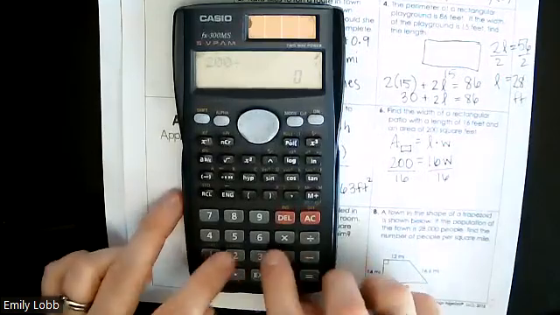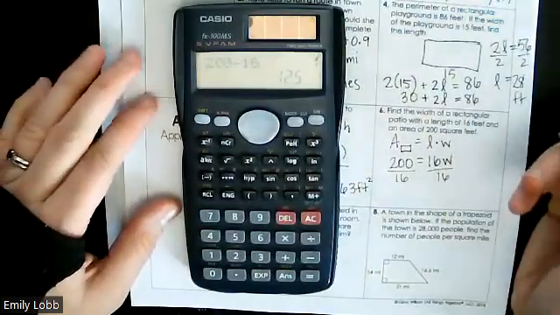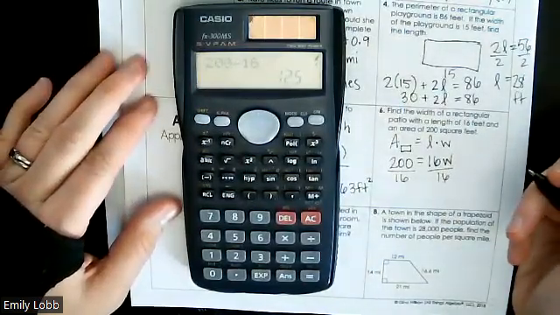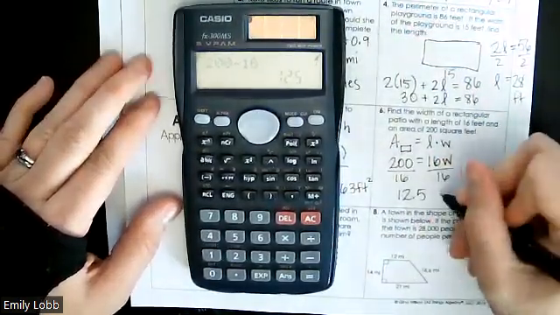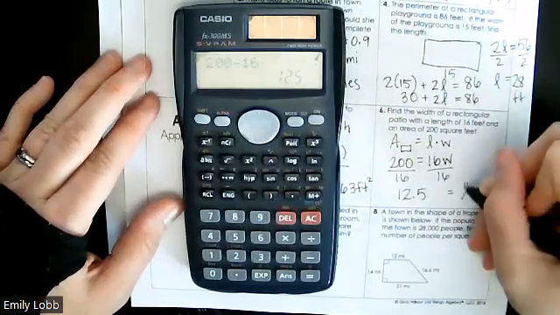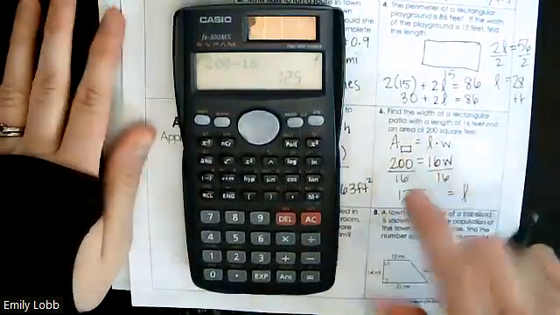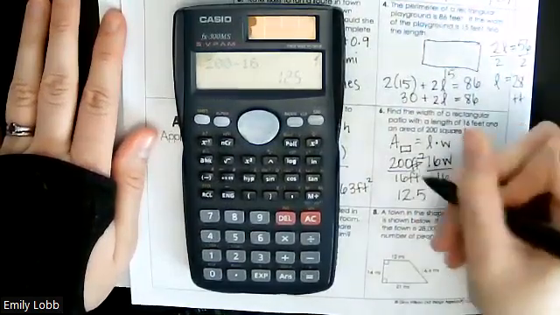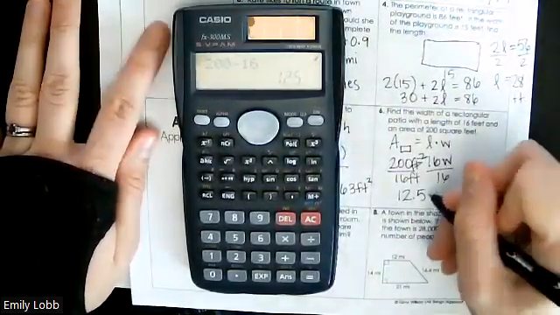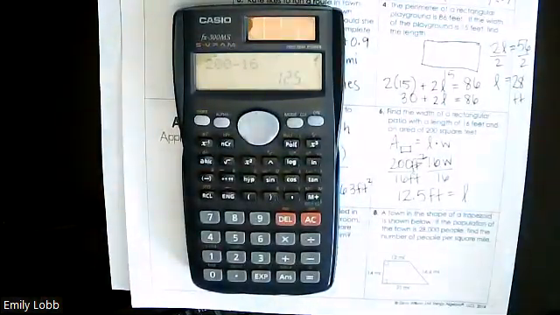200 divided by 16 is equal to 12.5. Sounds good to me. 12.5. What is my unit for my length? My area was square feet. This is feet squared. If I divide it by a foot, I'm getting rid of one of those feet, so I'm just left with a foot. Foot to the first power, foot. 12.5 feet is the length, okay?